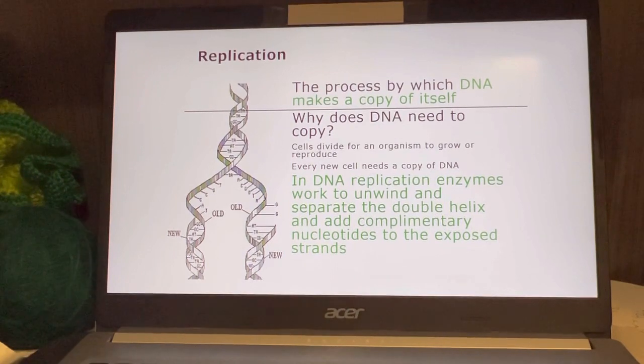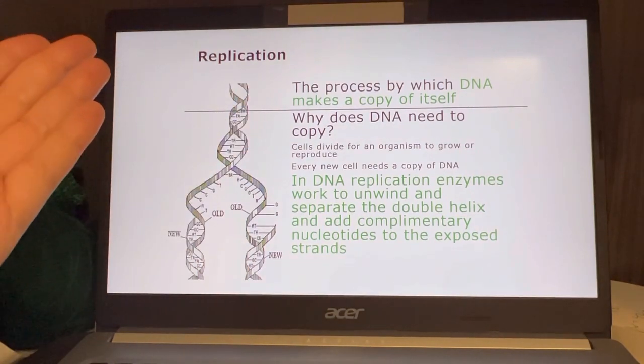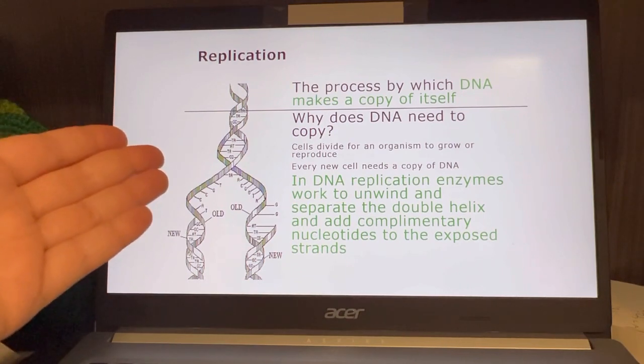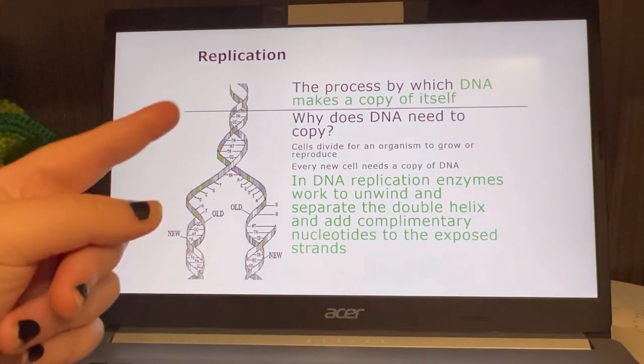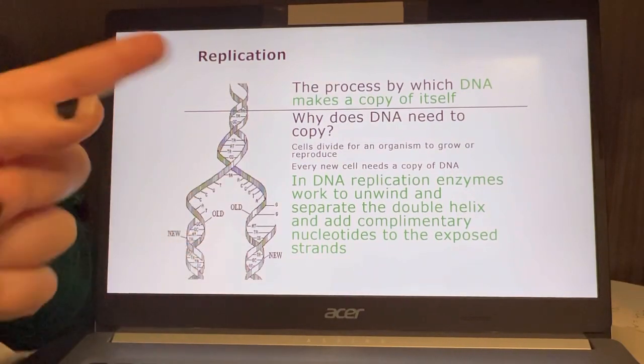Right. Replication. DNA replication is the process by which DNA makes a copy of itself. Why do we do this? Cells divide for an organism to grow or reproduce. Every new cell needs a copy of that DNA. So DNA replication is part of mitosis and meiosis, which we are covering later.